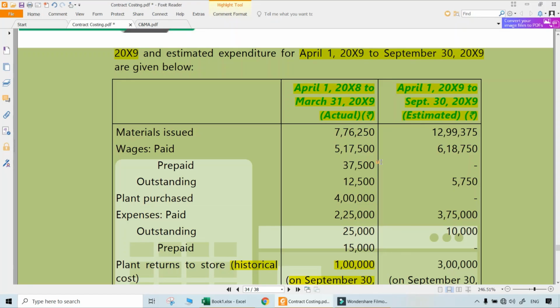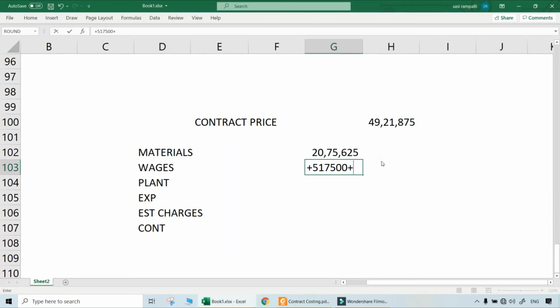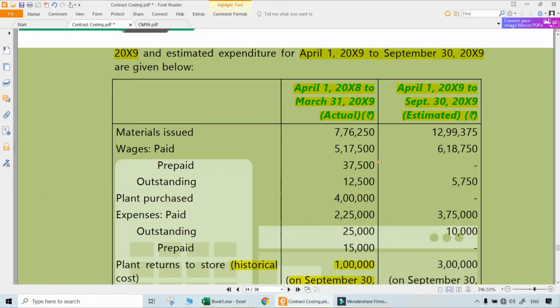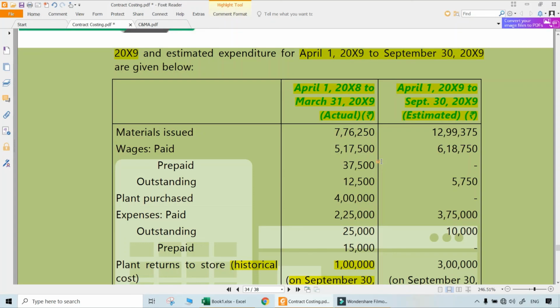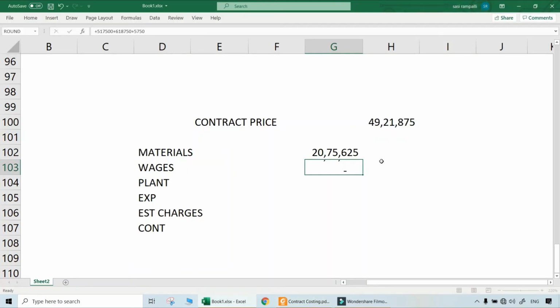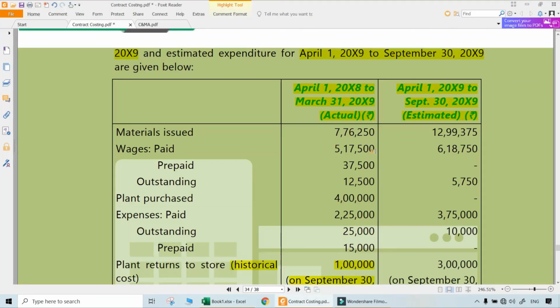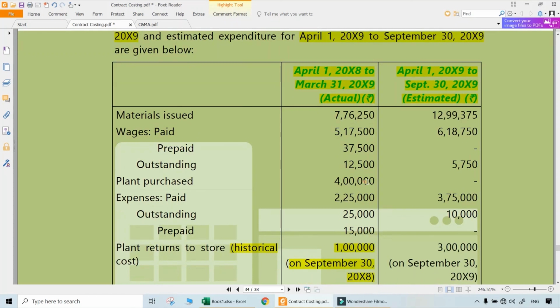So wages paid 5,50,700 matters, plus wages really paid in the next period also, 6,18,750. But at the end of that period, wages outstanding definitely will be included, 5,750. That is the total of wages, 11,42,000. In between, whatever happened, once it is minus, next year it will be plus naturally. So that need not be done separately.